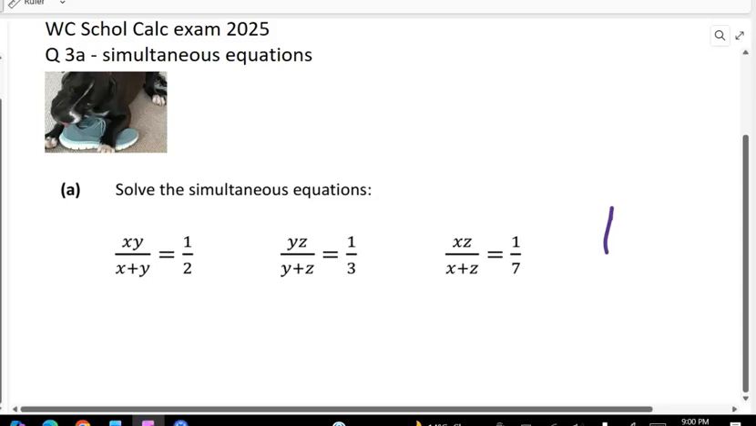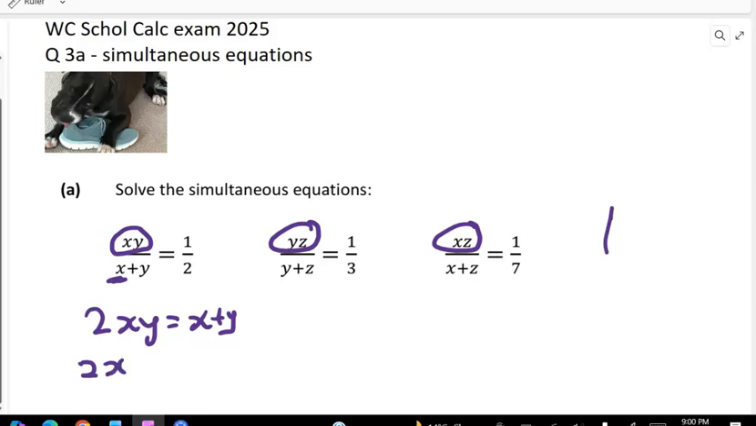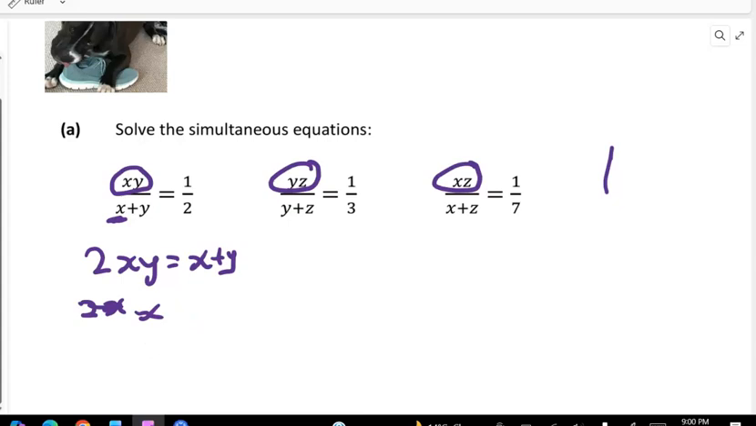The thing that we don't like with these equations is that you've got this xy term here, a yz term, and an xz term. You've got three equations, and you can probably make x the subject and do a whole lot of rearranging. So 2xy is equal to x plus y, blah, blah, blah. So we could, let's see what we could do here. So this is not the way that I did it. So x into 2y minus 1 is equal to y. We can get x is equal to y over 2y minus 1. And now we can go through and we can do some elimination. But as I said, it's just not that efficient.